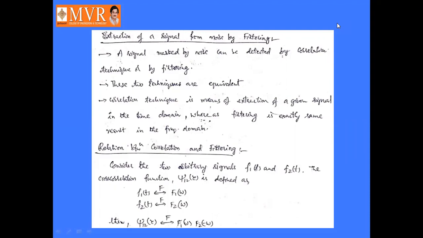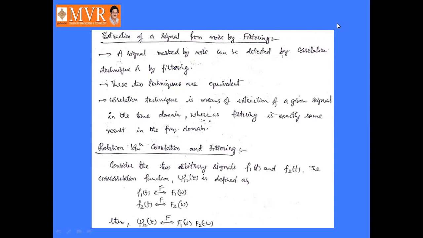Morning. Okay, in the last class, we discussed the extraction of signal from noise by correlation, and this is another technique: extraction of signal from noise by filtering. A signal masked by noise can be detected by the correlation technique or by filtering. These are the two techniques. These two techniques are equivalent.